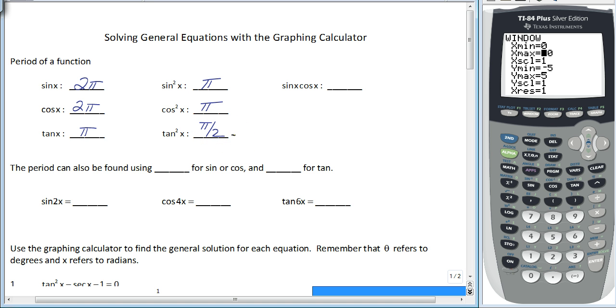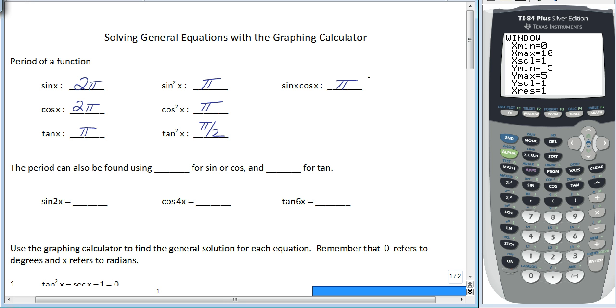And then if you have sine times cosine, that would be very similar to saying sine squared or cosine squared, since we're doing sine times sine or cosine times cosine. When you're just multiplying each of those, it's going to end up being half of what one of them normally would be, so it's just going to be pi as well.